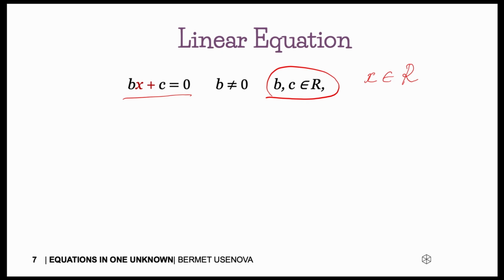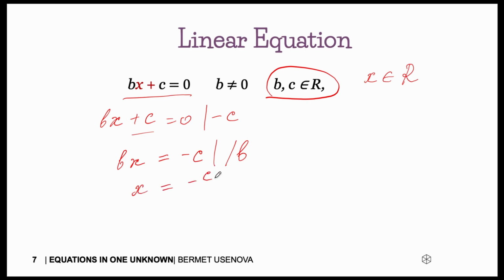For example, if we take this general form, bx plus c equals 0, where c is a number here, we want to subtract c from both sides. In this case, we will have bx equal to minus c. And then we can also divide by b. And in the end, we will have x equals minus c divided by b. So we can see immediately that linear equations always have a unique solution. So the solution set in this case will be minus c divided by b.